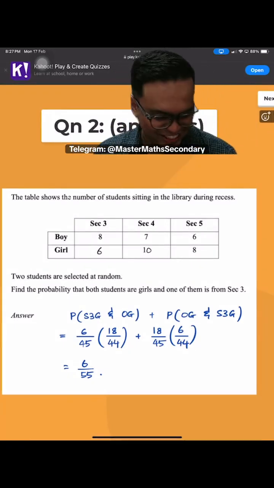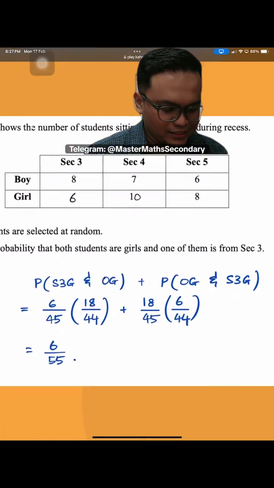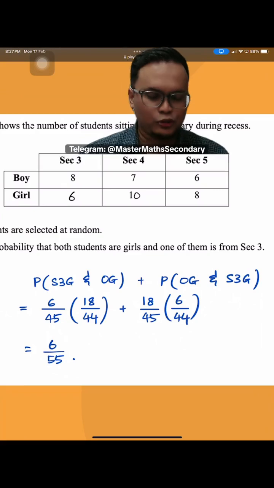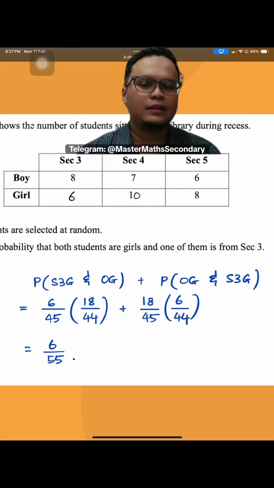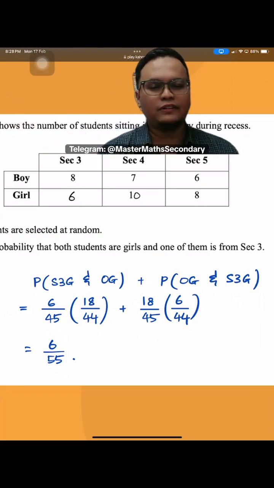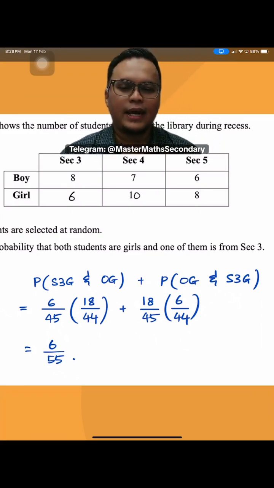Thank you so much. Okay, so these are the 2 cases, guys. The first one is when you choose a sec 3 girl first, followed by another girl. The other scenario is when you choose the other girl first, followed by the sec 3 girl. All right, and be careful here, guys.